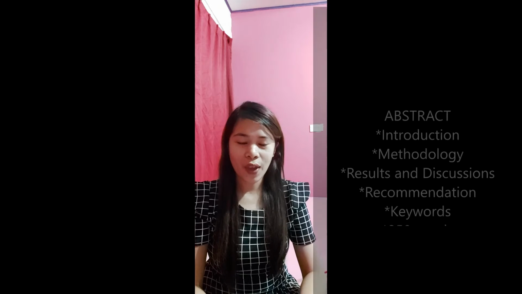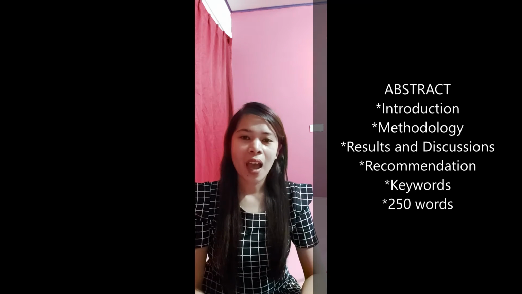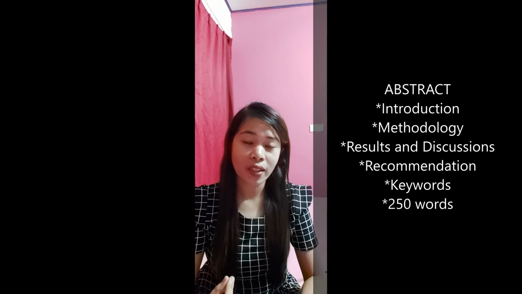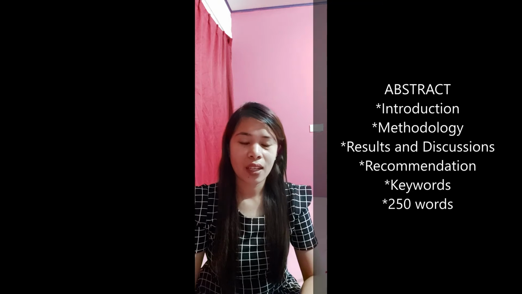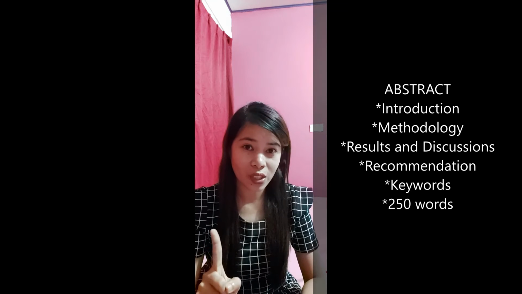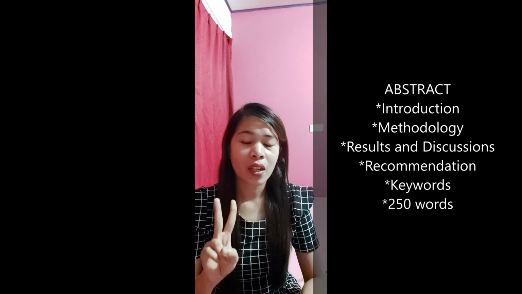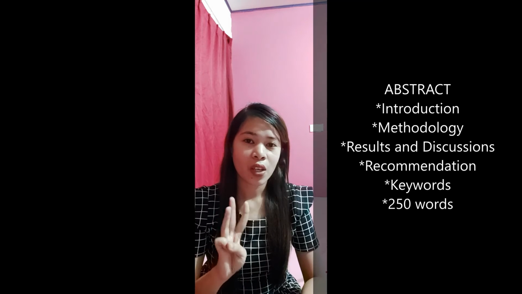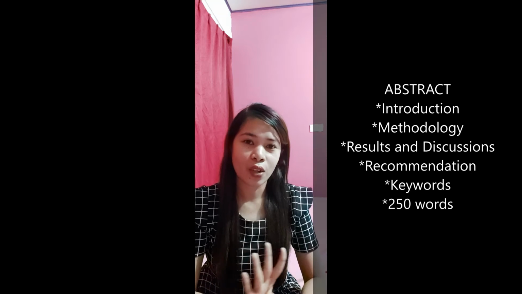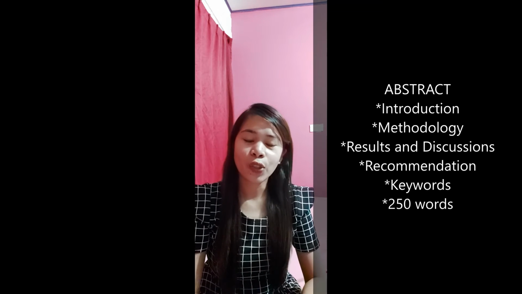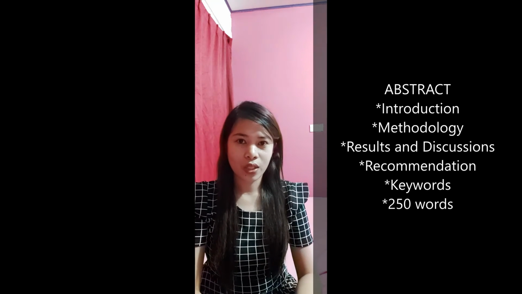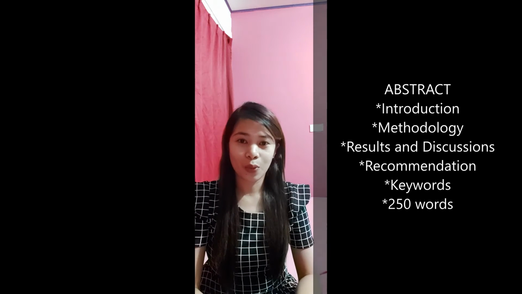The second component that you have is your abstract. Abstract is done at the end part of your research paper. It consists of the general summary of your research. Now, an abstract should have four parts. The first is the introduction. Second, the research methodology that you have. Third, your results and discussions. And the fourth one is your recommendation. Now, don't forget in making your abstract, it should consist of a maximum of 250 words. And do not forget to also indicate your keywords.